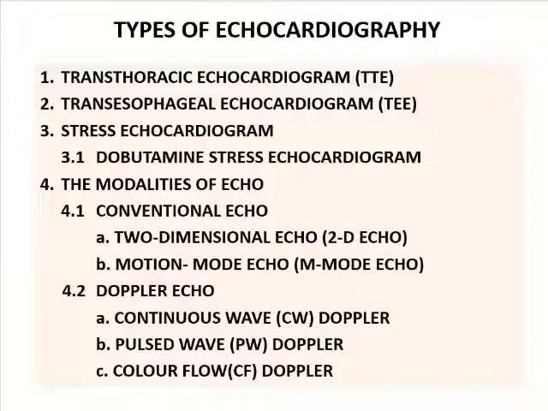And regarding types of echocardiography, we have four major classifications. The first one is transthoracic echocardiogram, we say TTE. The second one is transesophageal echocardiogram. The third one is stress echocardiogram. And the fourth one is the modalities of echo.